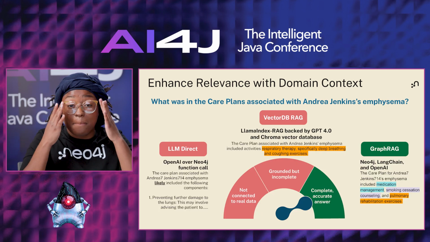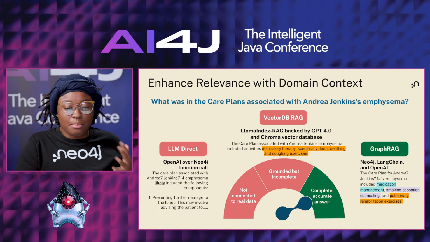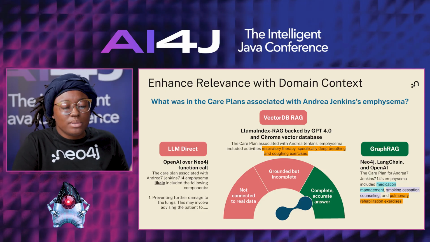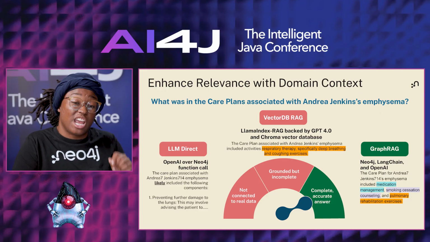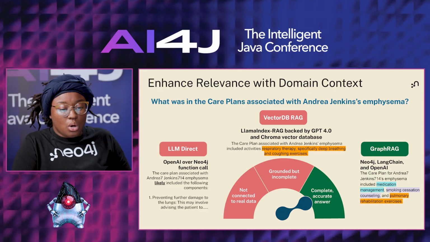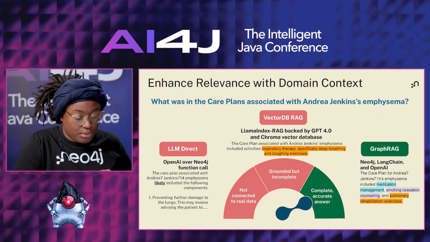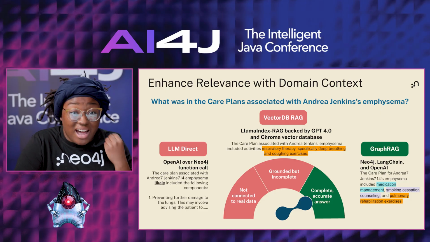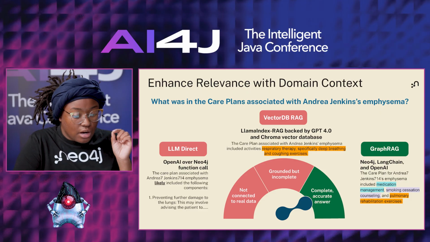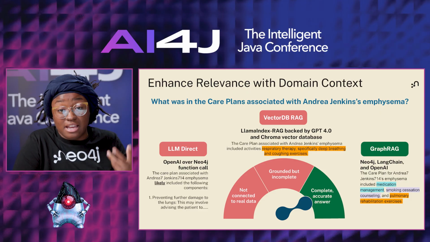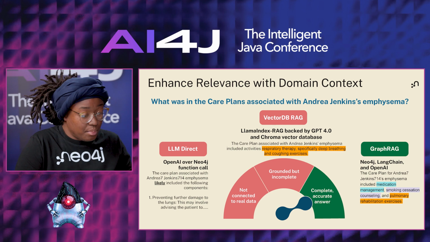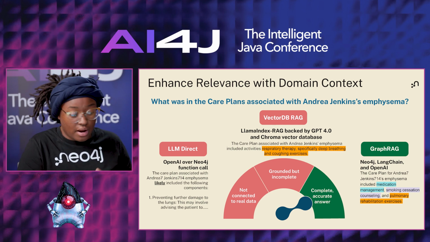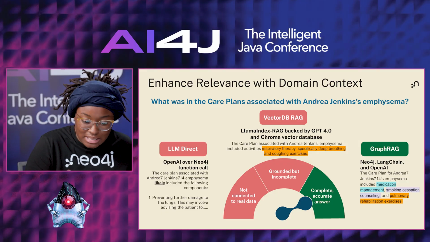And then we have a medical use case here as well. So in a medical use case, we can look at the following natural language query. What was the care plan that was associated with Andrea Jenkins's emphysema? So let's look at these specific examples. Here we have a patient who has emphysema, and we're trying to retrieve a care plan in a medical sense. A direct call to an LLM is going to give us vague, generic text, right? The care plan associated with Andrea Jenkins, their user ID here, their emphysema, will likely include XYZ.